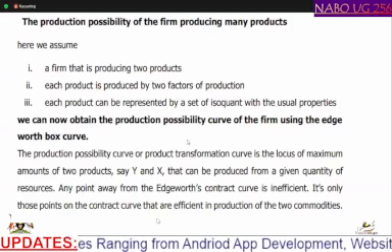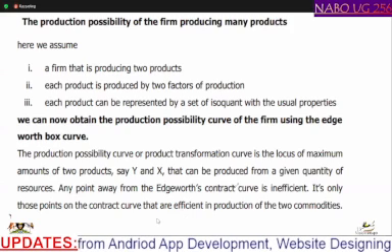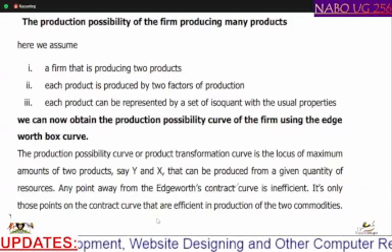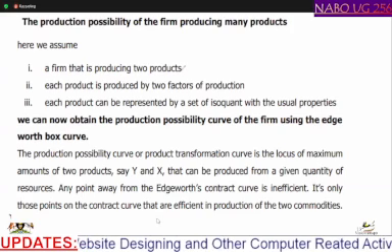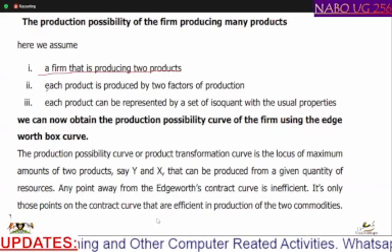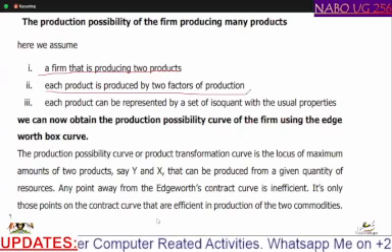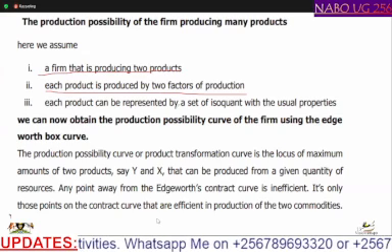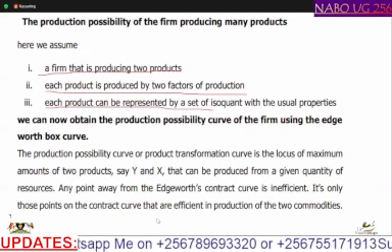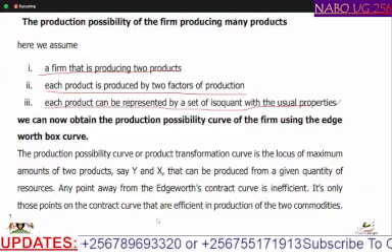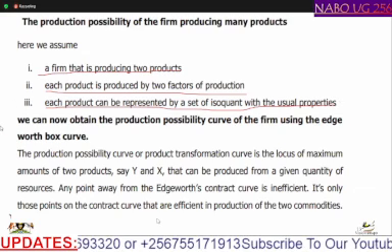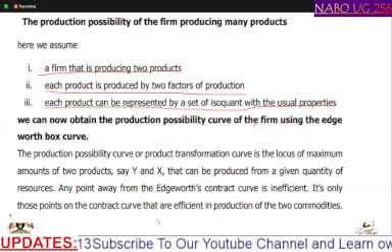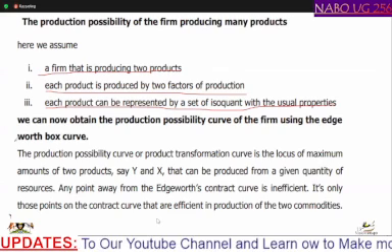Now, here, if you consider a farm that is producing many products, we can assume a farm that is producing two goods, and each good is produced using two factors of production, capital and labor, and each product can be represented by a set of isoquants with the usual properties. Isoquants, you have seen the isoquants. We can now always obtain the production possibility curve of a firm using the Edgeworth-Box curve.